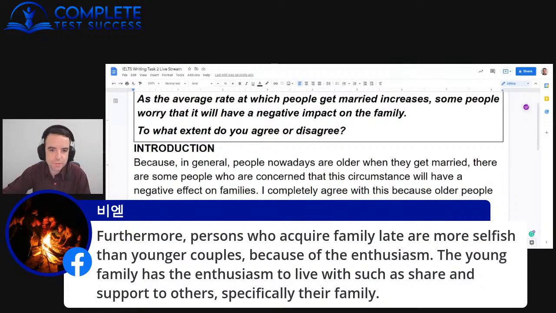Dominic, furthermore, persons who acquire family late are more selfish than younger couples because of the enthusiasm. The young family has the enthusiasm to live with such, I'm not sure what that means, with such qualities as wanting to share and support others, specifically their family. Yep, that does make sense. Just some vocab issues, some language issues there, Dominic.